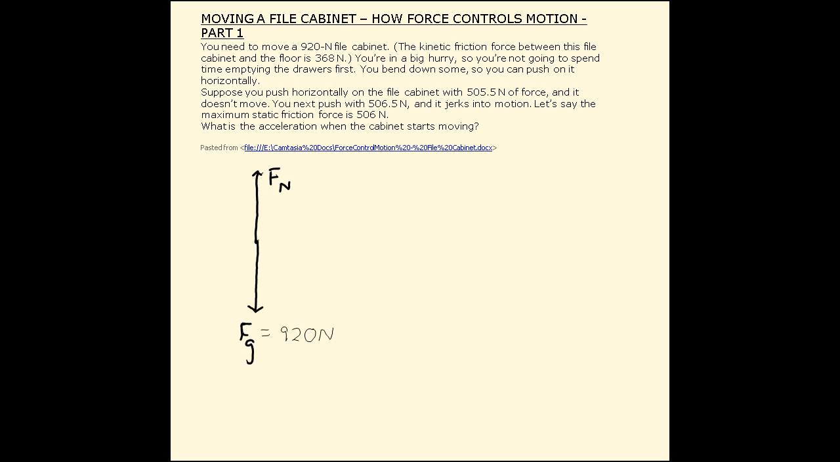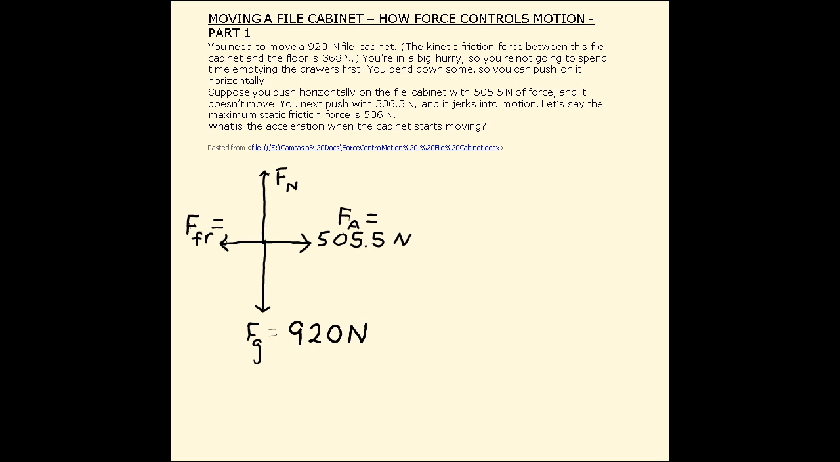Next, we know that I'm pushing horizontally with 505.5 newtons of force. If we assume that push is to the right, then I can draw that in. Now, if we are pushing with 505.5 newtons of force and the file cabinet doesn't move, we know there's a friction force. We also know that the friction force always opposes the motion, so we can draw that friction force opposing the motion. That will be parallel to the floor, or in this case, horizontal. So here are the forces that were indicated outright in the problem: a friction force, a normal force that we know has to act, the applied force that was actually stated, and the gravitational force.